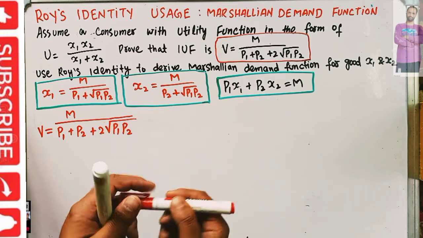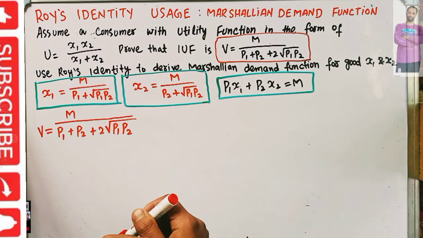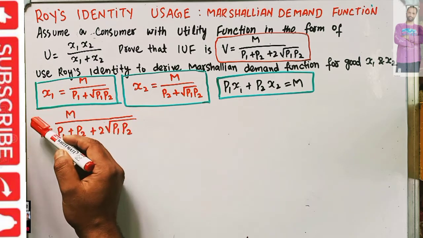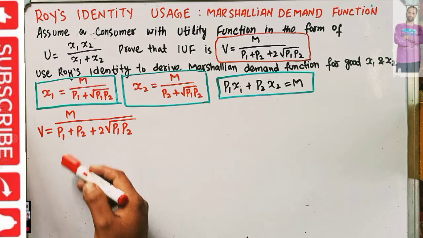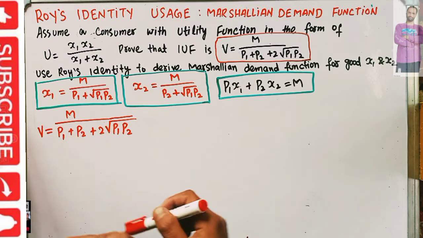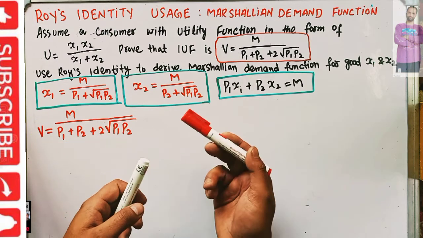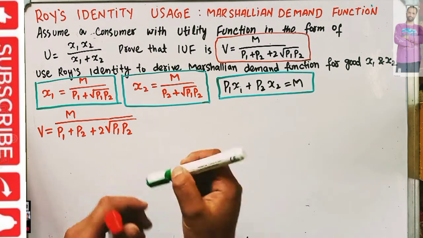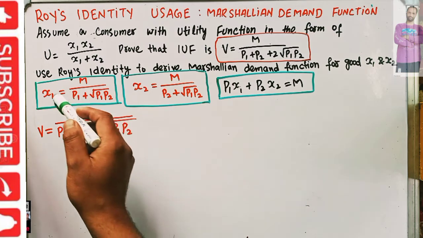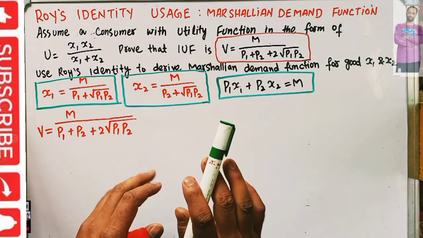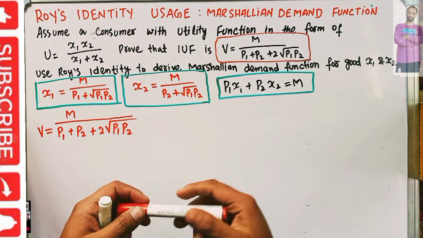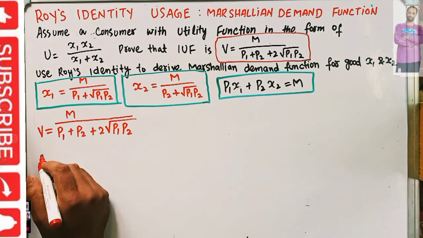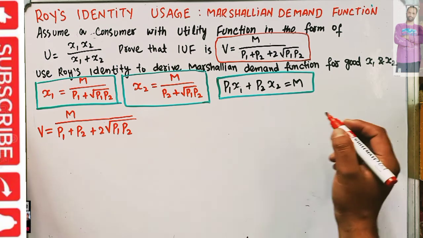The example of this question will be like this: a consumer's indirect utility function is this. How can you derive the Marshallian demand function when we are being given the indirect utility function? For that we use Roy's identity. If we use Roy's identity, we should get these two demand functions. So how do we incorporate Roy's identity here? Let me write it here.